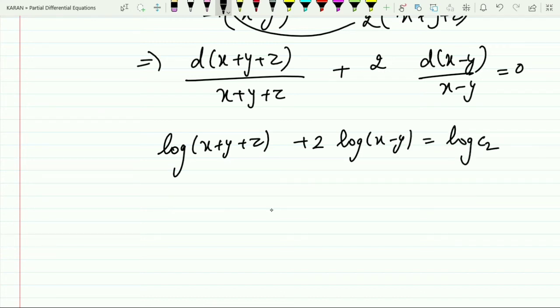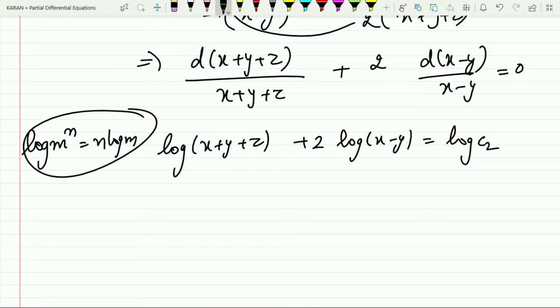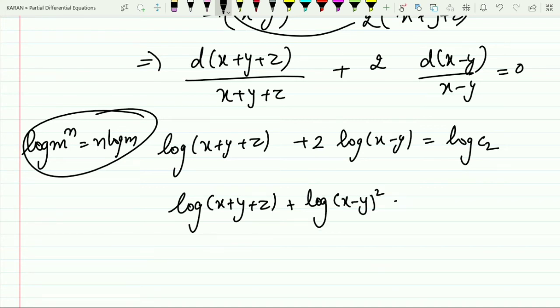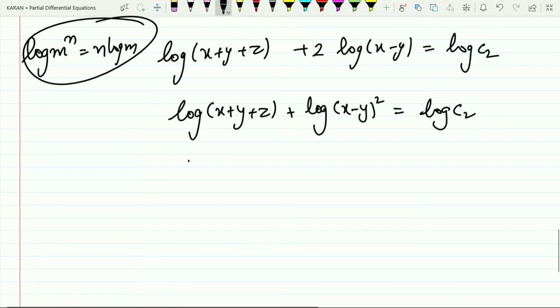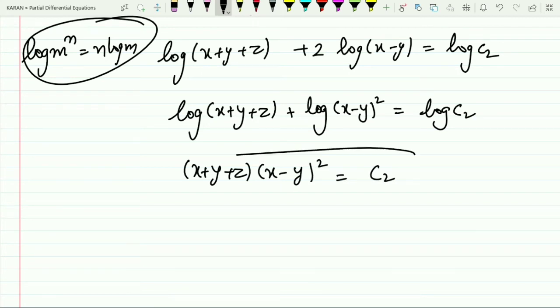Apply the property log a plus log b is equal to log of ab, and then again apply the property log of m power n, so this is nothing but n log m. That property also is to be used here. So this will be log of x plus y plus z plus log of x minus y whole square. This is equal to some log of c2. And now finally we apply the properties of log. So this will be x plus y plus z multiplied with x minus y whole square. This is equal to c2.